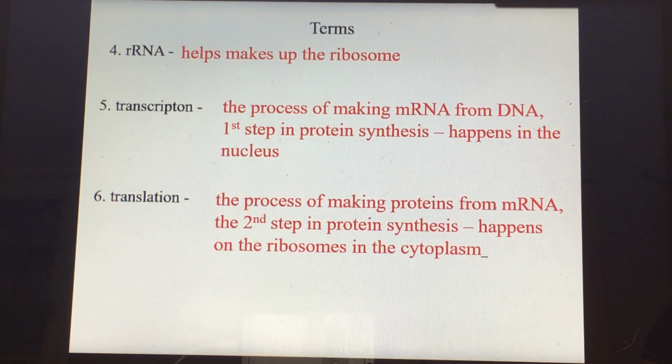Translation is the second step in protein synthesis, and it is the production of proteins from the temporary message in messenger RNA, and it happens in the cytoplasm on the ribosomes.